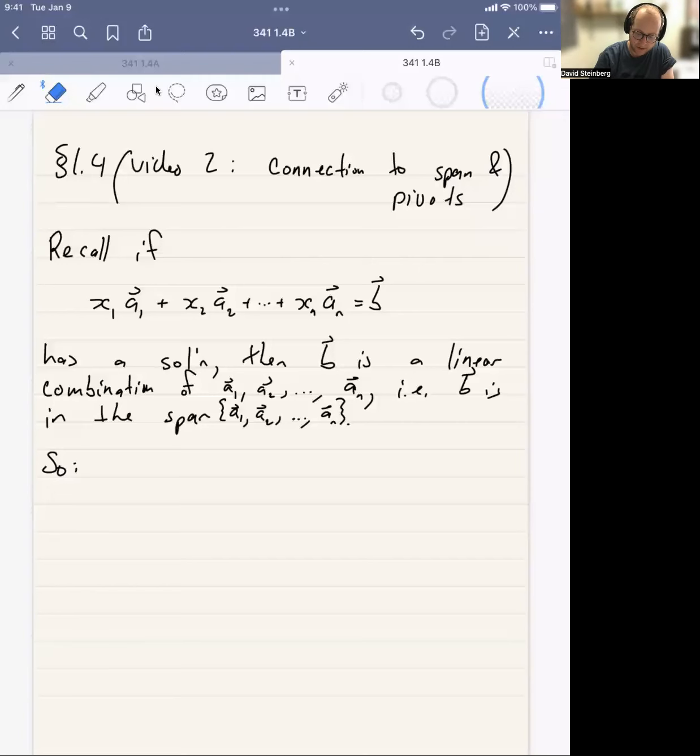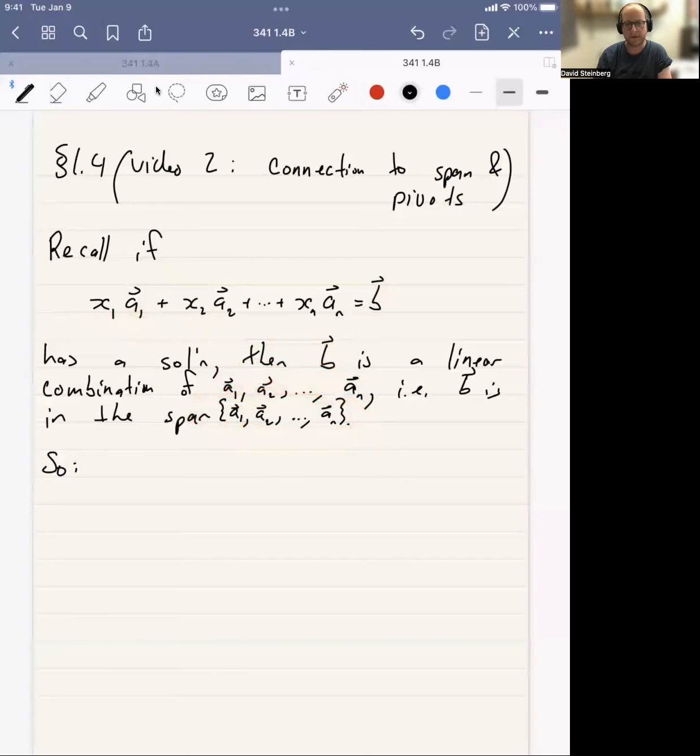Right, so recall, if we're given a vector equation of this form, x1 times a1 all the way up to xn times an is equal to b, we know that if this vector equation has a solution, then b is a linear combination of the vectors a1, a2 up to an. That's just what linear combination means. It means that we can write b as some real number times a vector plus a real number times a vector, all the way up to the last one. And yet another way of saying that is that b is in the span of the vectors a1, a2 up through an.